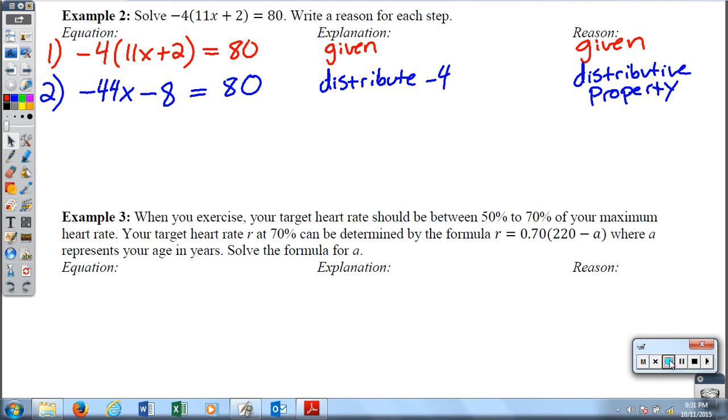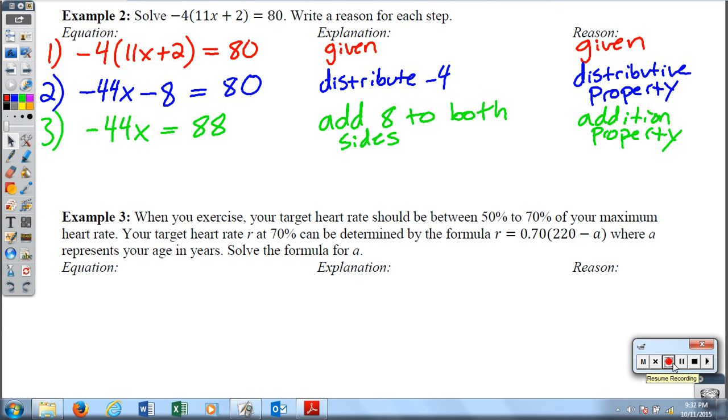After that, what we need to do is try to get everything without an x all on one side of the equation. So we've got numbers on both sides of the equation. We need to fix that. So to do that, we can add 8 to both sides. And the reason we can do that is because of the addition property.